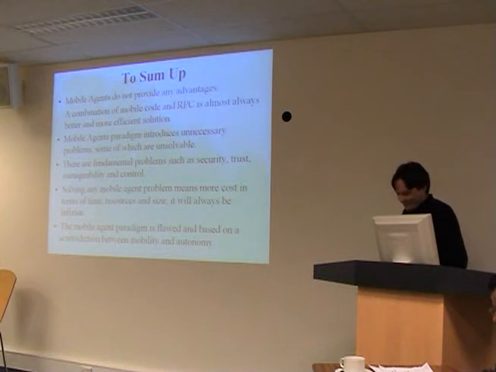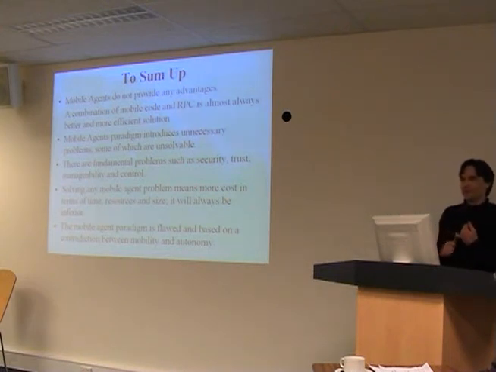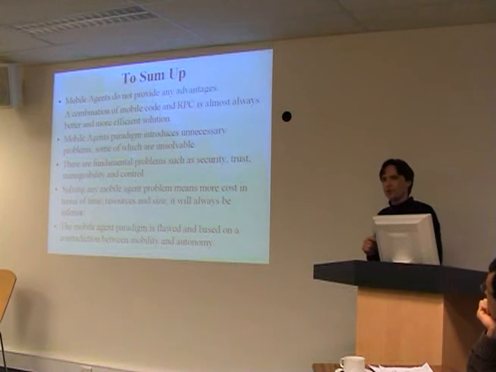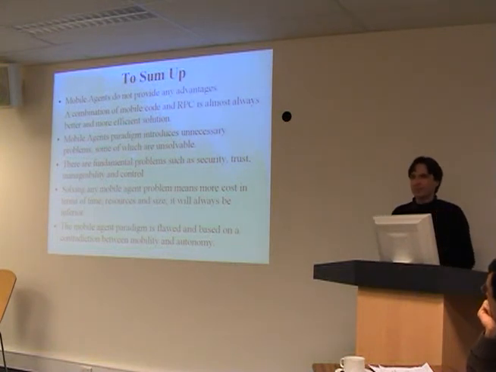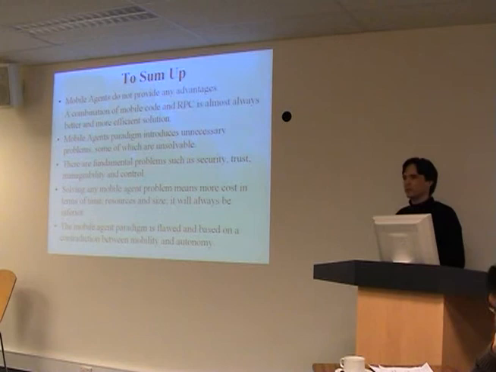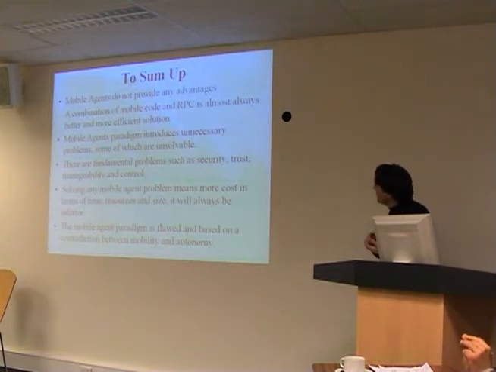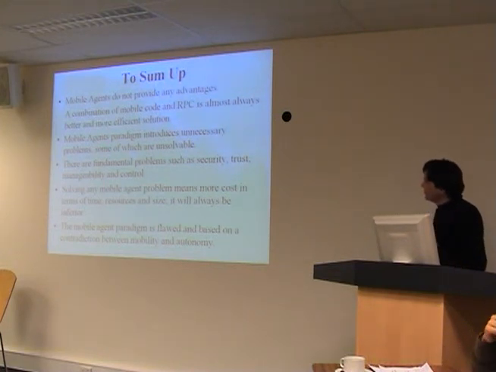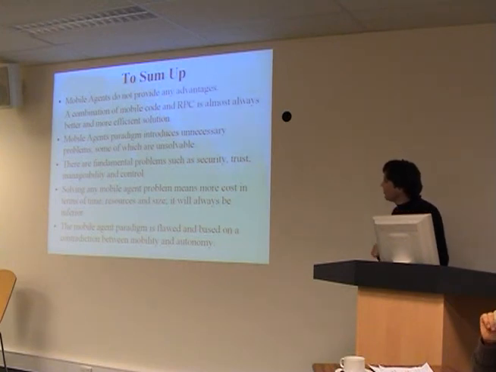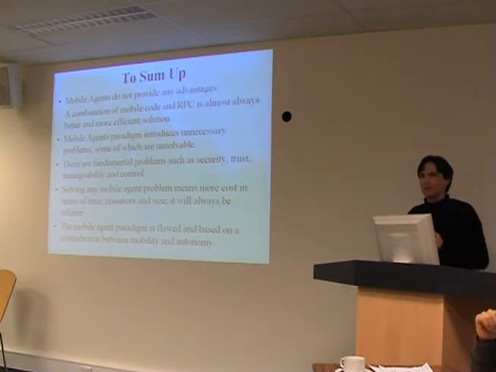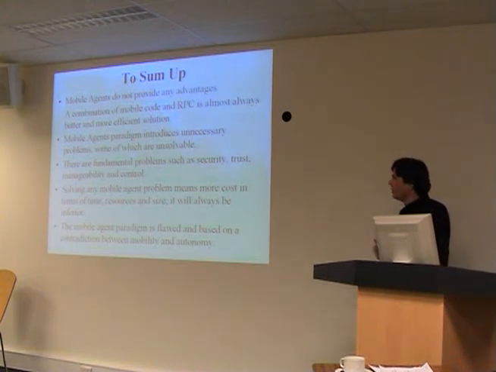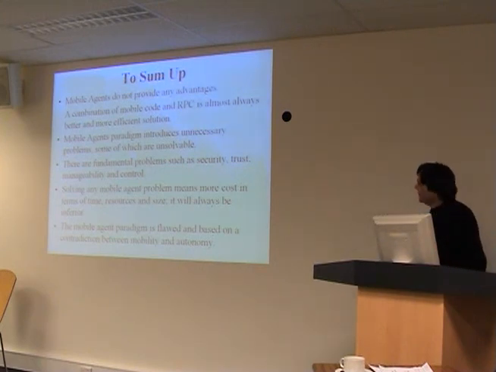First of all, fairly strong statement, I guess then. Mobile agents don't provide any advantages. Things that are useful tend to be used. Mobile agents are not used. That tends to sum up that question I would have thought. A combination of mobile code and RPC is almost always better and more efficient. The paradigm itself introduces problems that we did not have to deal with before, some of which are unsolvable according to security researchers. Again, is it becoming a bit of a mug's game?